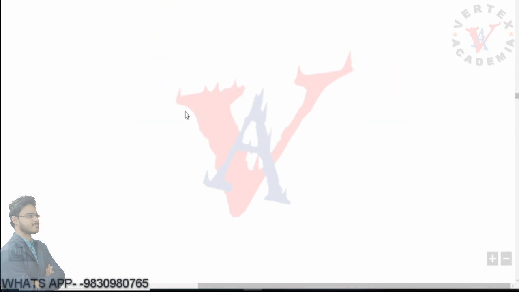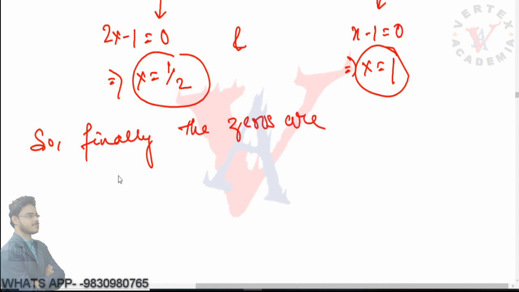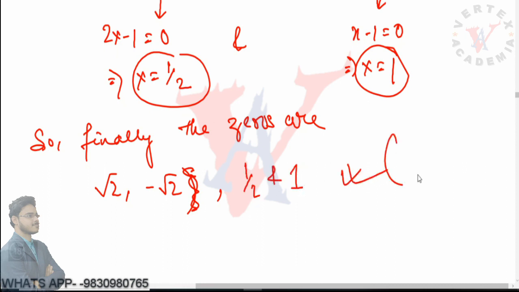So finally we can conclude that the zeros are √2 and −√2, which were already given, and what we evaluated is 1/2 and 1. So I hope this is clear. After this you can solve the rest of the examples of NCERT. I hope this is clear for every one of you.